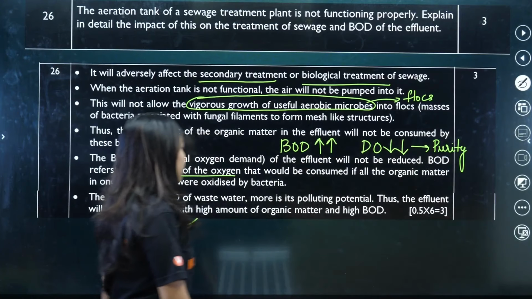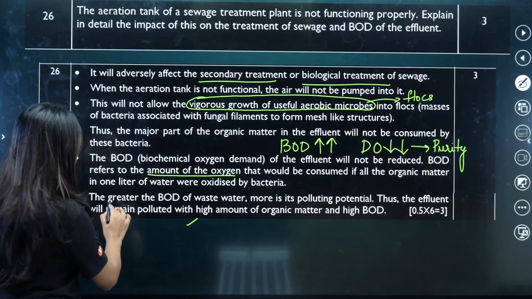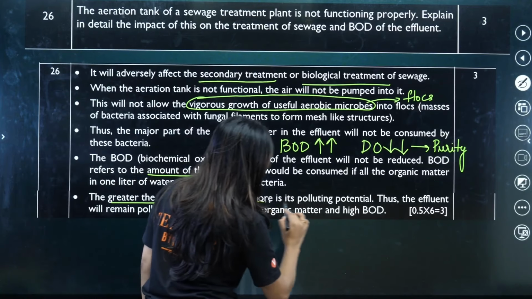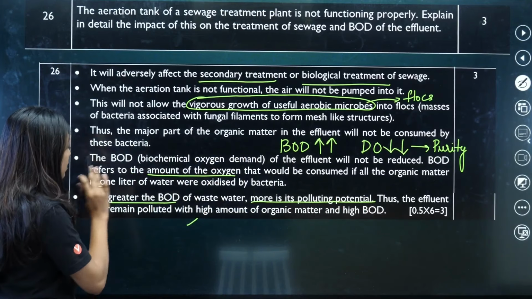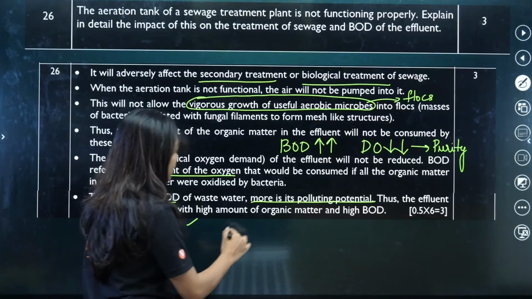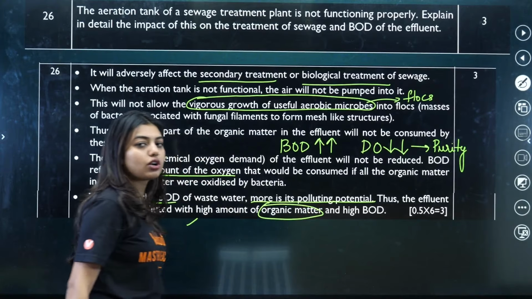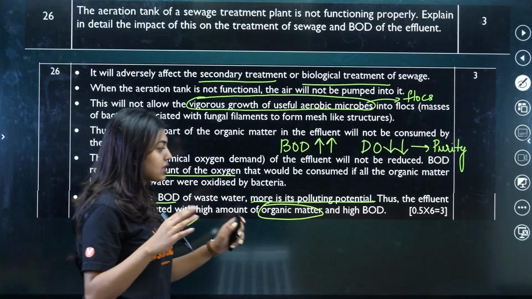So BOD will remain the same. The greater the BOD of the wastewater, the more its polluting potential. Thus the effluent will remain polluted with a high amount of organic matter. So totally, your entire secondary treatment of sewage has gone flop.